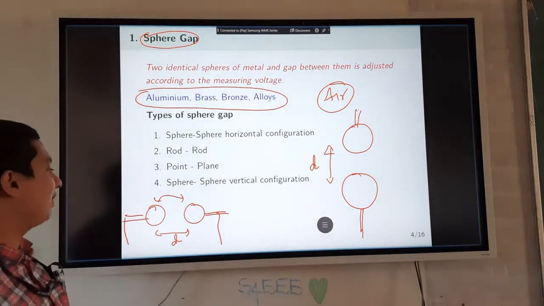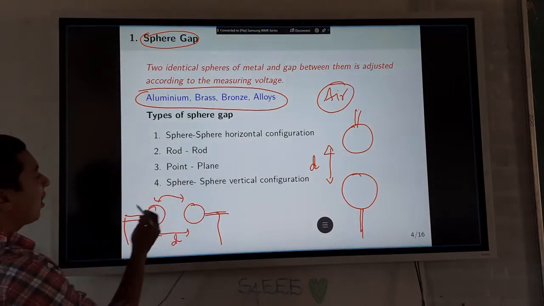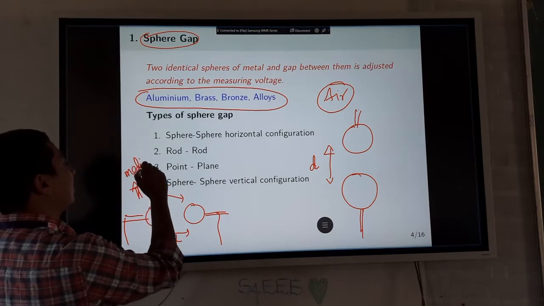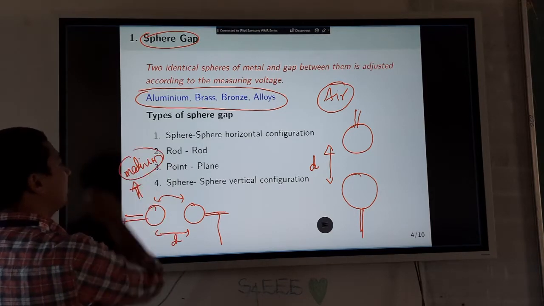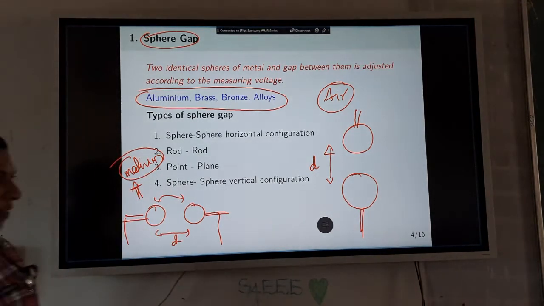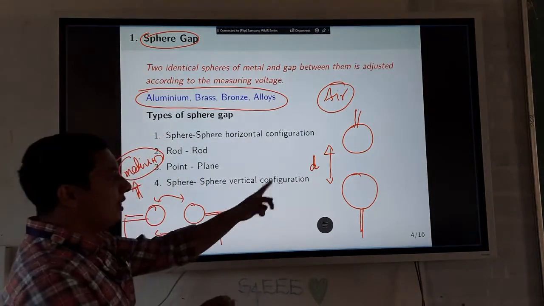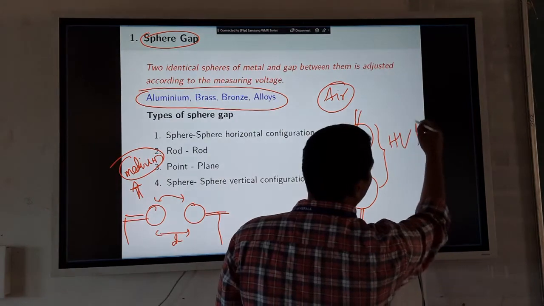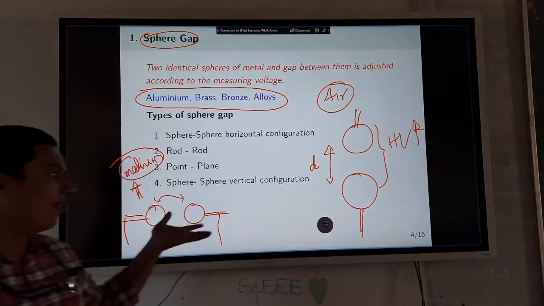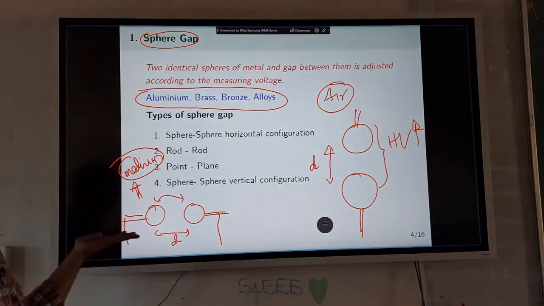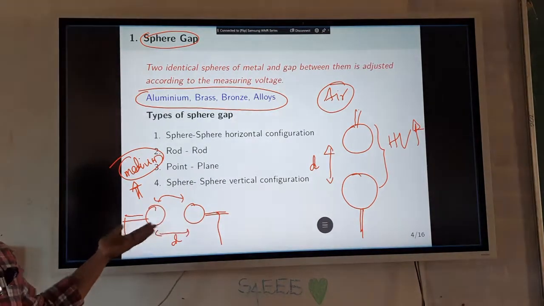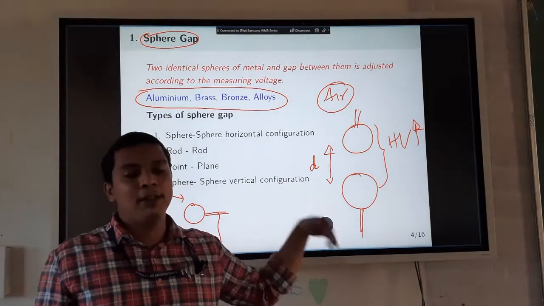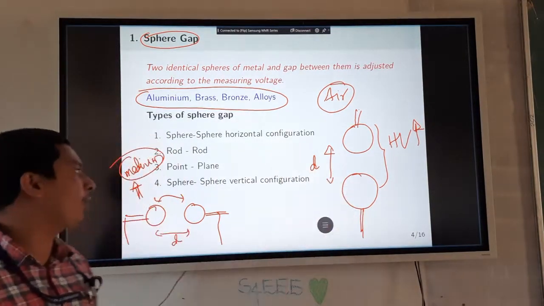For the sphere horizontal configuration, this one is used for medium voltages. And the sphere vertical configuration is normally used for very high voltages. That is the difference. If in a horizontal position we use it for medium voltage measurement, in a vertical position we will be using the same for high voltage measurement.